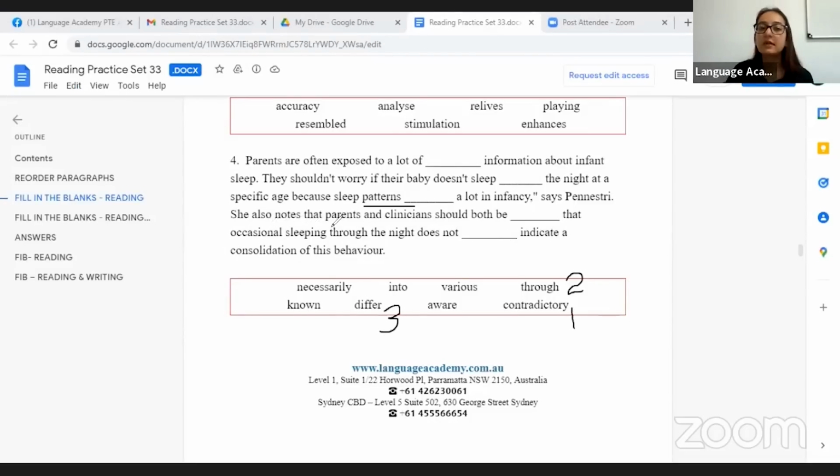She also notes that parents and clinicians should both be aware that occasional sleeping through the night does not indicate a consolidation of this behavior. The hint is that you can use "through" with night. So both parents and clinicians should be aware of it, because the fact is written after.